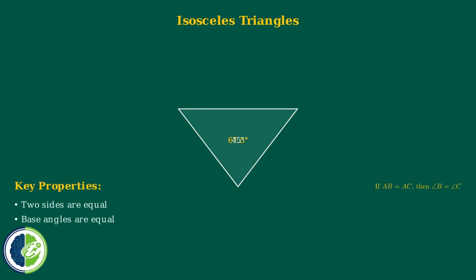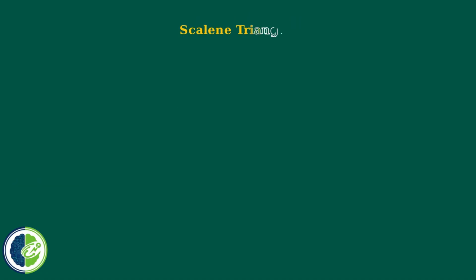Understanding isosceles triangles helps us solve many geometric problems. When you see 2 equal sides in a triangle, you immediately know you're dealing with 2 equal angles as well. Now we come to scalene triangles, the rebels of the triangle world. These triangles are completely unique because all 3 sides have different lengths, and all 3 angles are different as well.